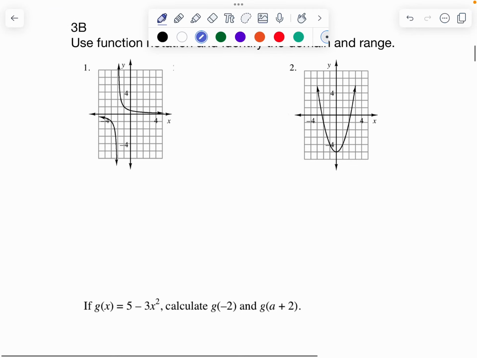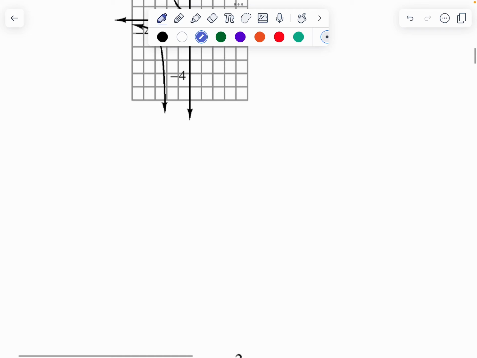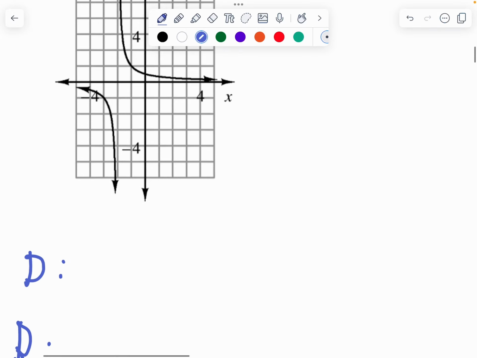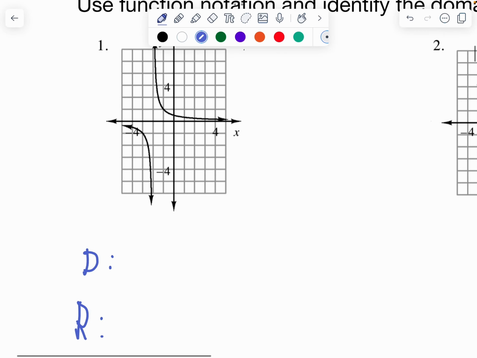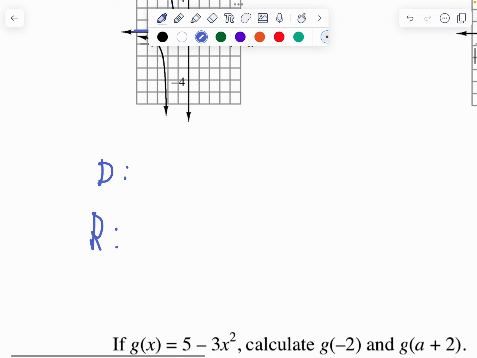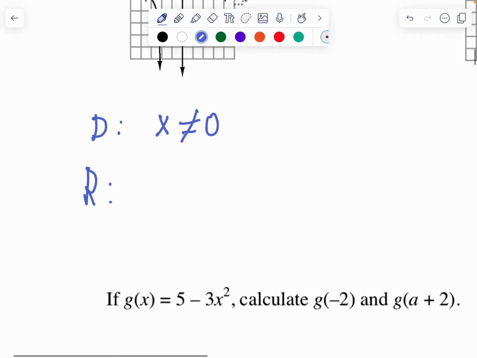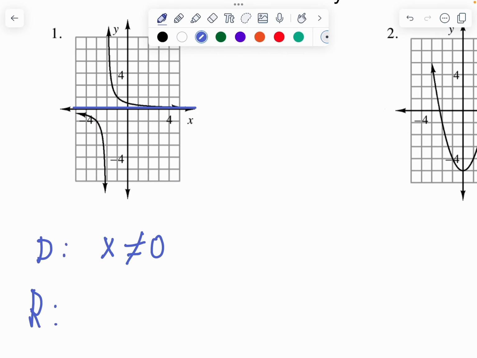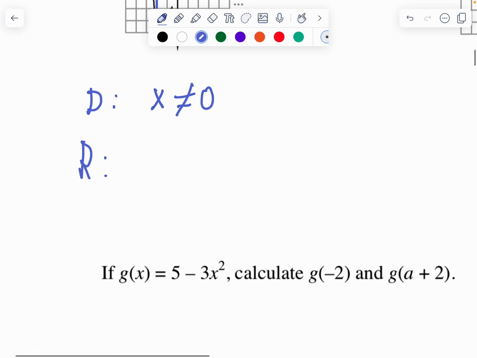Second page here. Identify the domain and range for each function. So we'll put D and R. Alright, domain is X. For this one, there's a horizontal tangent right there, so X cannot equal 0. And then there's also a vertical tangent right there.